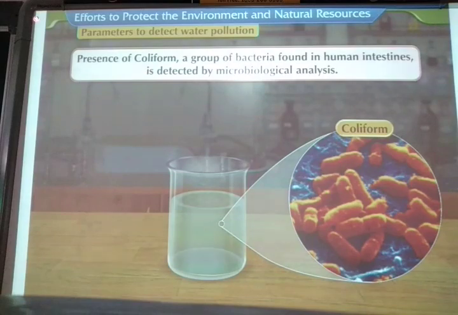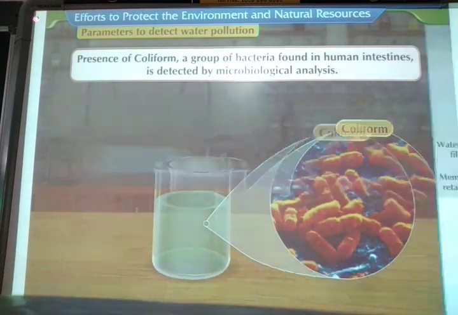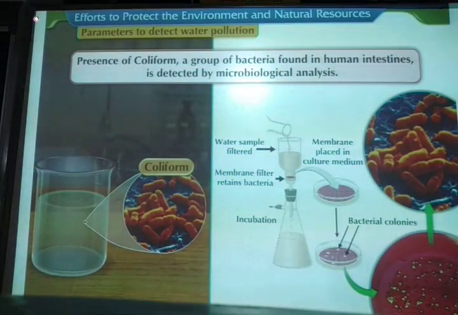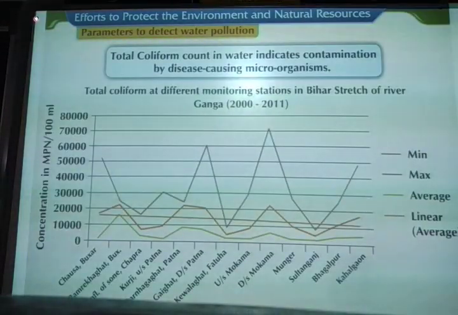Presence of coliform, a group of bacteria found in human intestines, is detected by microbiological analysis. Total coliform count in water indicates contamination by disease-causing microorganisms.